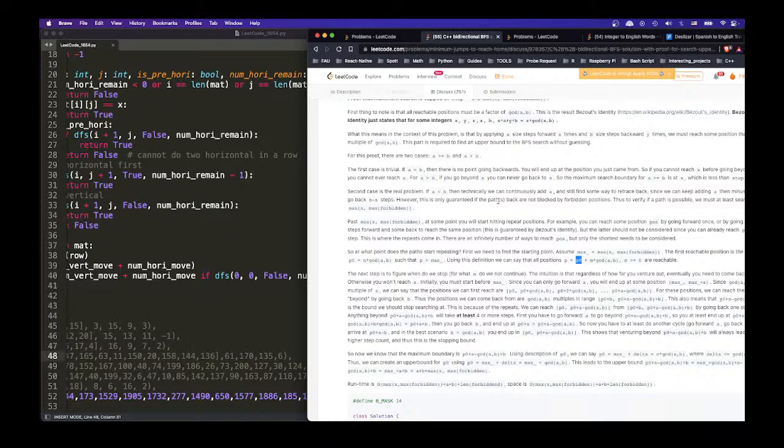gonna be more steps. Right, so we want to find a boundary where if we go beyond, then it will always be more costly to go back. So we don't go beyond, we go to this point. This is the boundary, so we cannot go beyond. Which means if we go beyond, you have to come back, and then we hit those points we already hit.